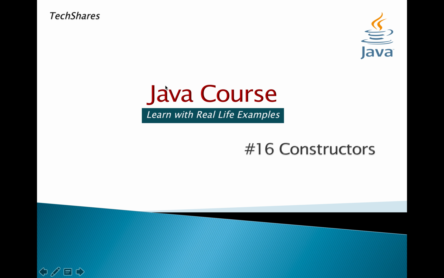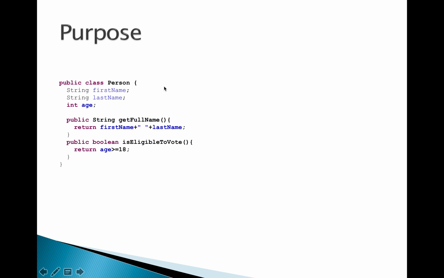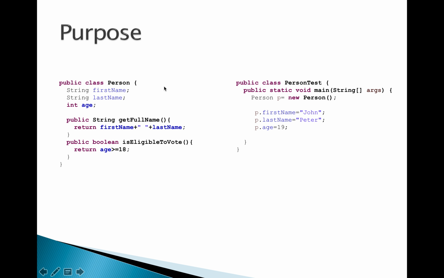This session is on constructors. So let's take the same person example. In order to create an object, we have Person p = new Person(), and then we create the object with the default values, and we initialize the object by using p.firstName = John, p.lastName = Peter, and then p.age = 19. So what we are trying to do is creating an object and trying to initialize that object.